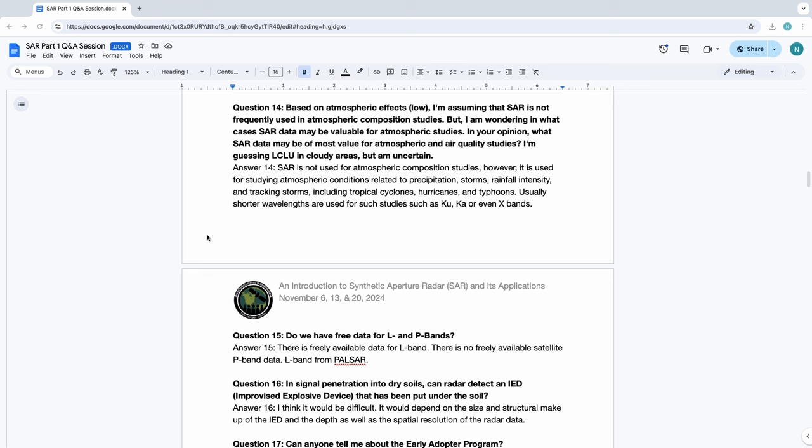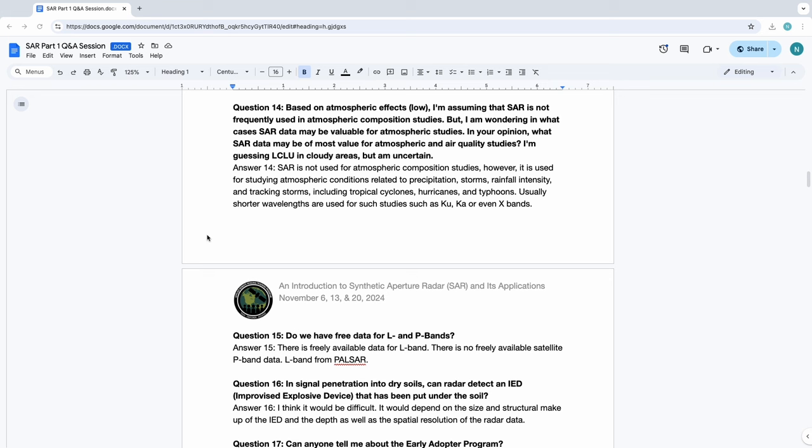Question 14, based on atmospheric effects, I'm assuming that SAR is not frequently used in atmospheric composition studies, but I'm wondering in what cases SAR data may be valuable for atmospheric studies. In your opinion, what SAR data may be most valuable for atmospheric and air quality studies? I'm guessing land cover, land use in cloudy areas, but I'm not certain. So SAR will not really provide information about atmospheric composition or air quality.